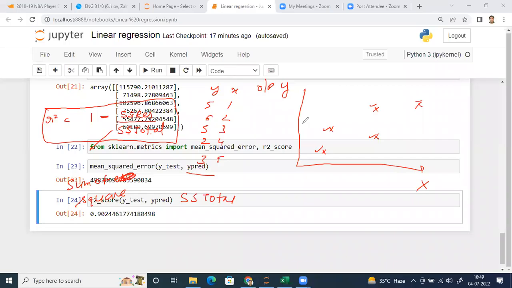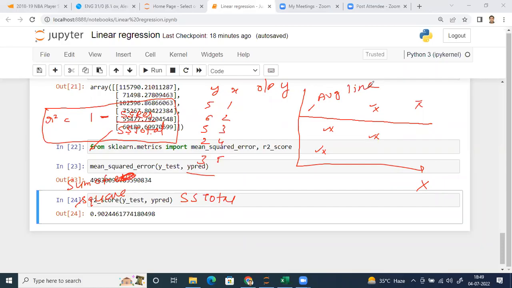What will the average value be? Of course, a constant value. Suppose that constant value is here. You put a line here, a constant line. This line is an average line.